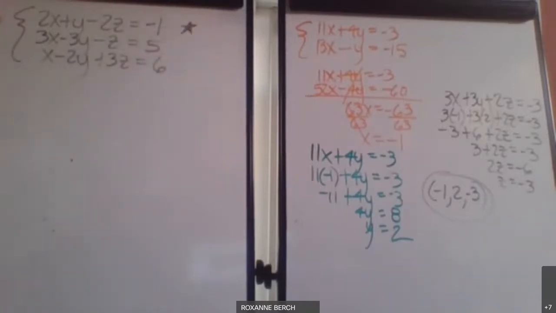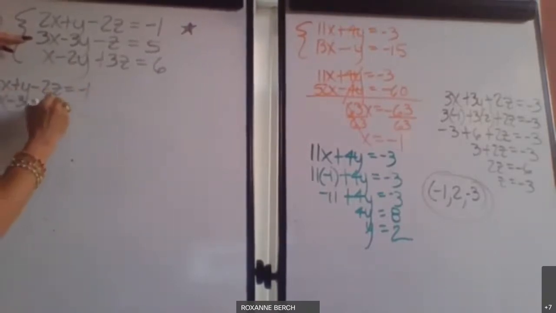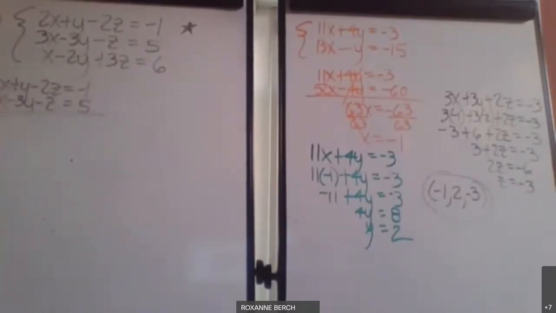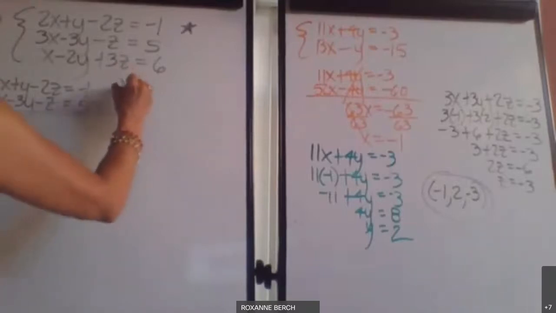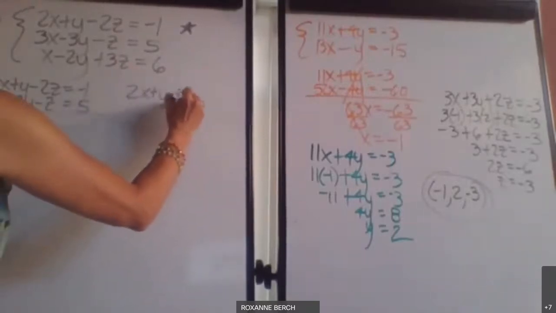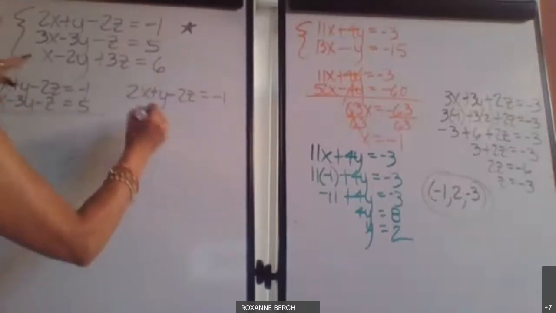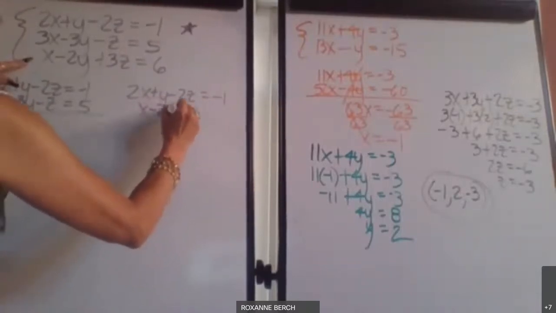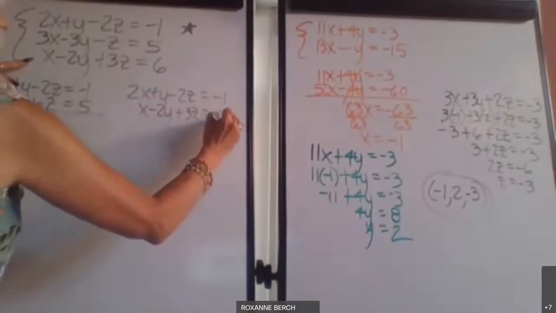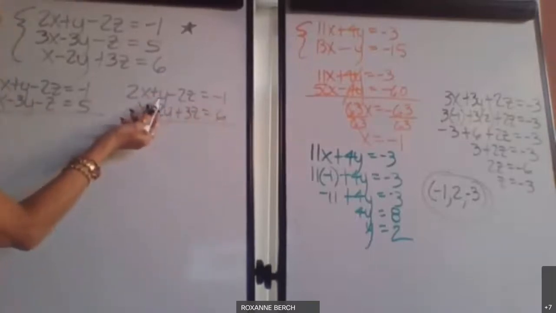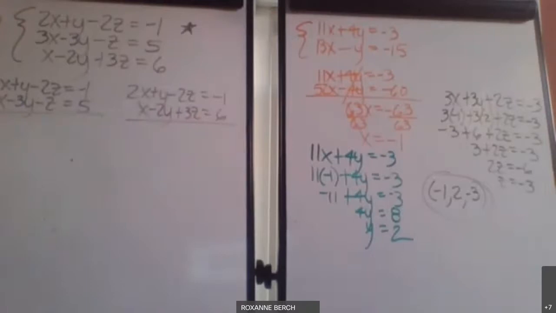So if I take 2x plus y minus 2z equals -1 and put it with the second one, I could eliminate the y's easily by multiplying the top by 3. If I take the top one with the third one, I can eliminate the y easily by multiplying the top by 2. Do you see what I'm saying?